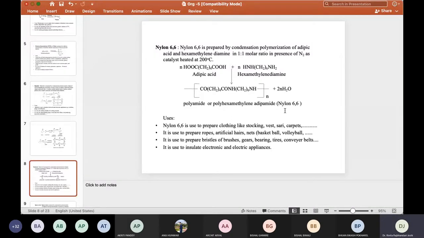And why is it nylon? Because of the joint venture name of New York and London, the name nylon is given. It is said that this fiber nylon was invented to prepare long socks, known as stockings. It was invented and discovered in the same year and exhibited in the same year in the two cities, New York and London. So, as a joint venture, it is known as nylon 66.